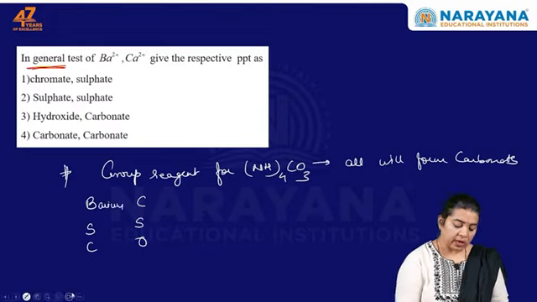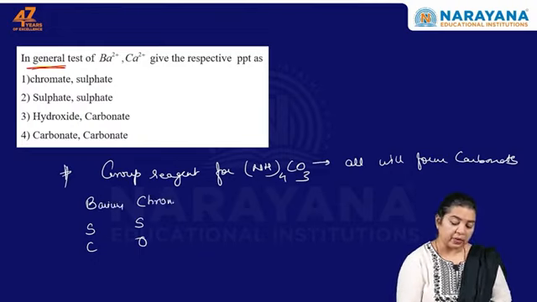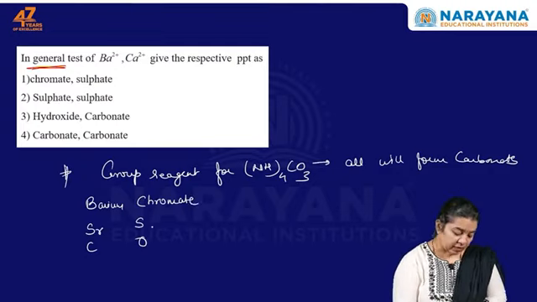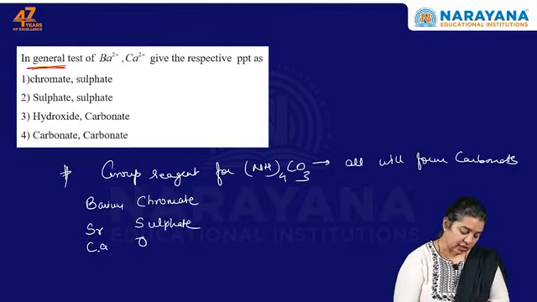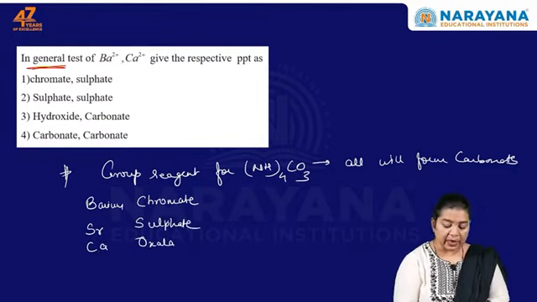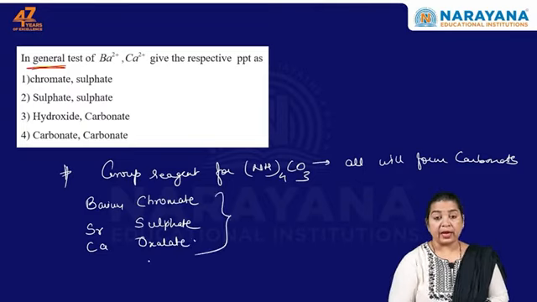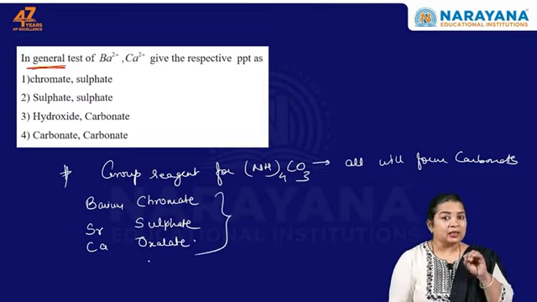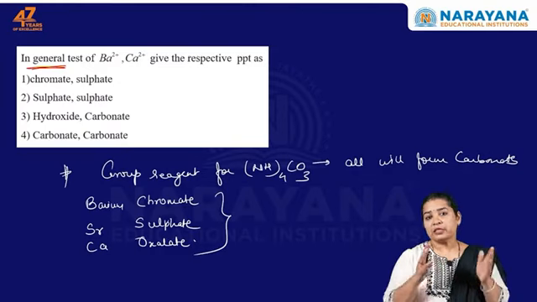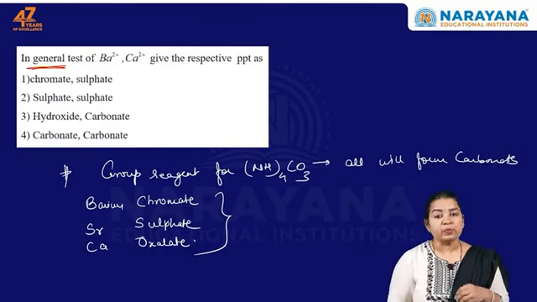If it is barium, then we confirm it by chromate. If it is strontium, then we confirm it by sulfate. If it is calcium, we confirm it by oxalate, right? The NCERT lab manual clearly gives a proper table in which this fifth group is defined and discussed.